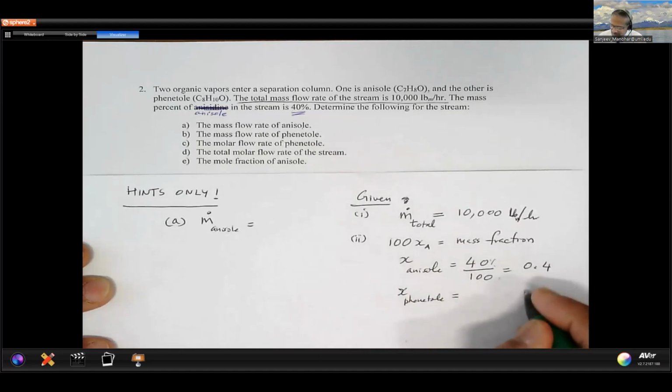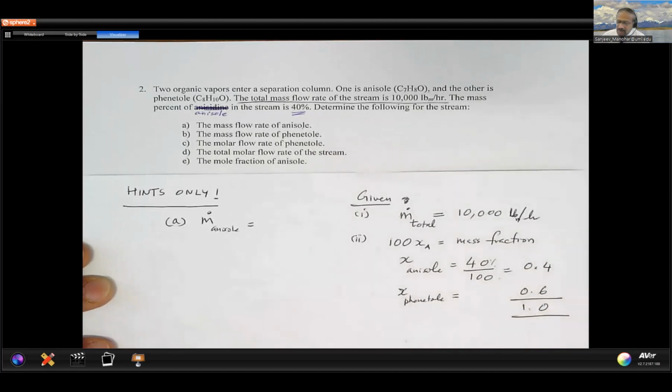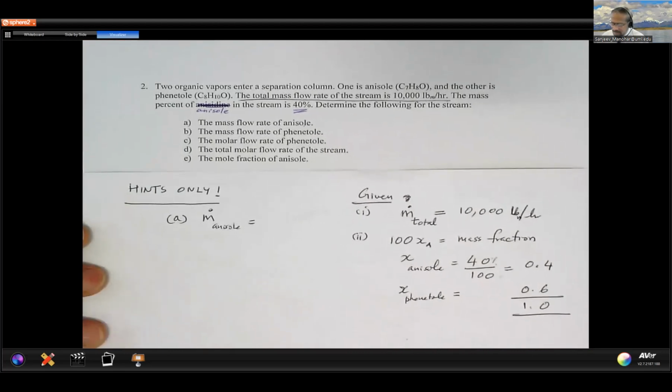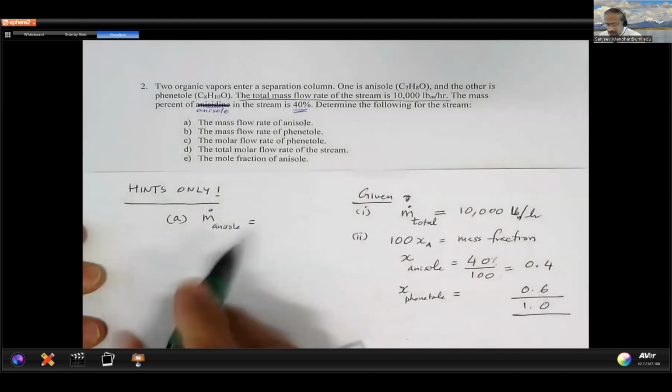What? 0.6, right? Because they should add up to 1.0. So keep this in mind, okay? This is an inference. I'm giving you hints, okay? So now how do you calculate the mass flow rate of anisole?